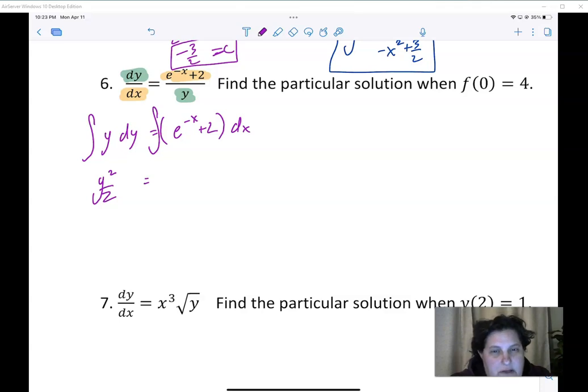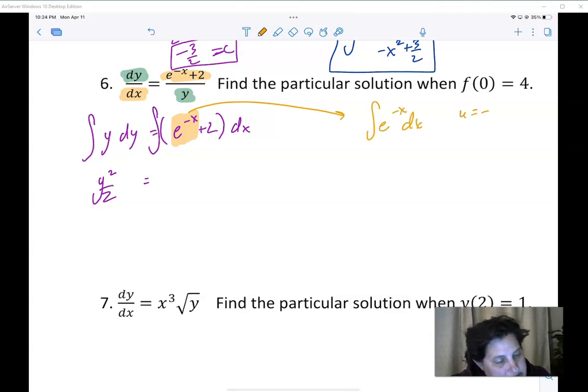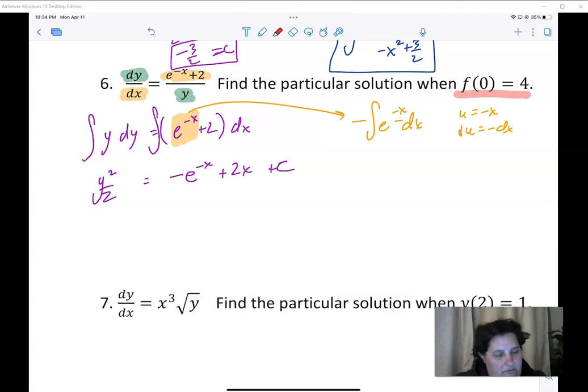Y squared over 2 equals, now, technically, you guys, this is a u sub. And technically what we would do is we would go, u is negative x, du is negative dx, negative, negative. Really, the only thing that's going to happen, if you can see this, is this outside negative. So it's going to be negative e to the negative x. It puts that extra negative on the outside. And then the integral of 2 is plus 2x plus a constant. This is the point where I'm going to try to find c, before this gets totally away from me.